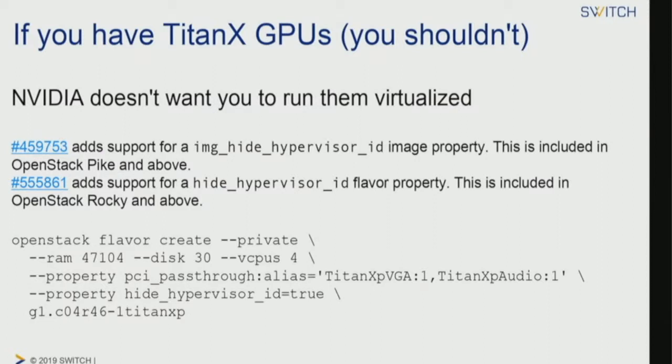So you need to add 2 patches to OpenStack that will give you more capabilities, the hide hypervisor ID and the hide hypervisor in the images and flavors. And then you basically just say, if you have a flavor like that, hide the hypervisor ID equals true, and a virtual machine that comes up with that property set will pretend that it's running on bare metal, and the NVIDIA drivers will be happy about running in that virtual machine.